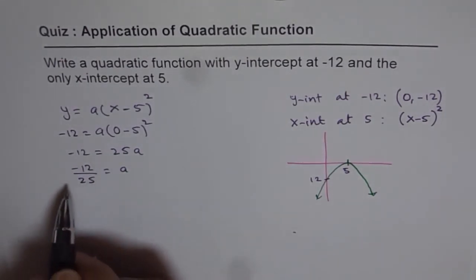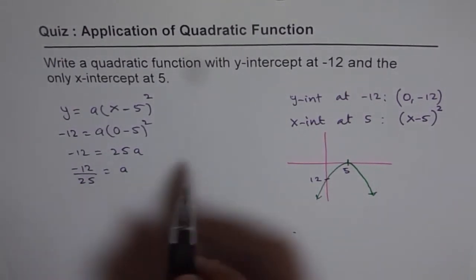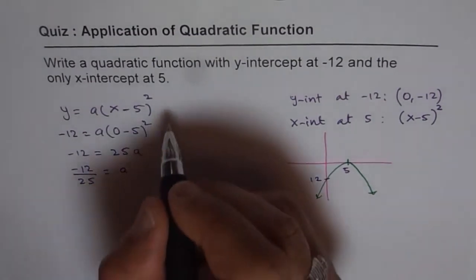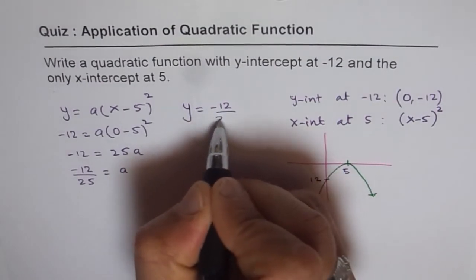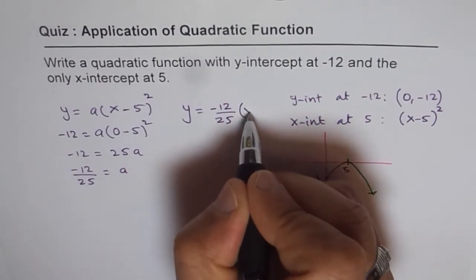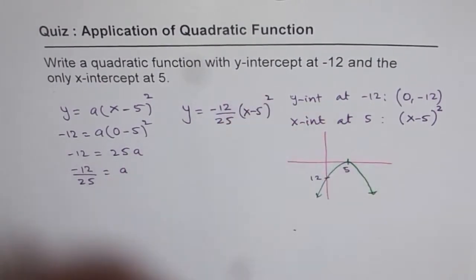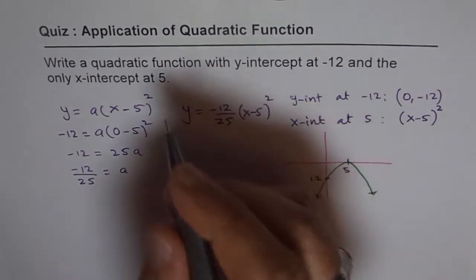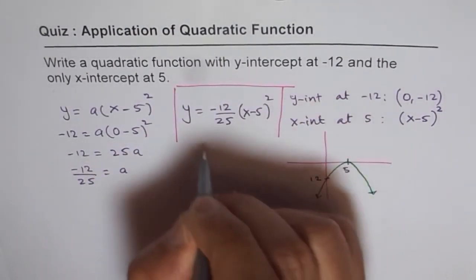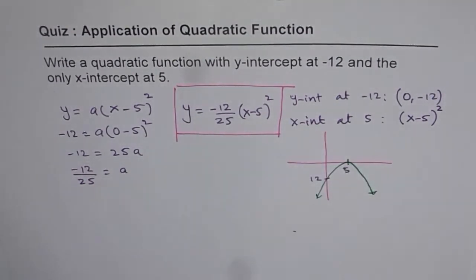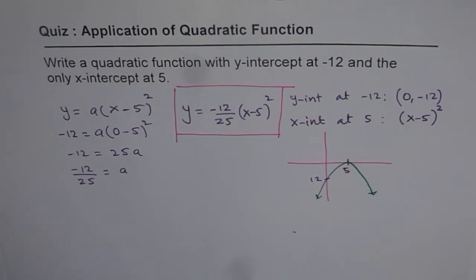Correct? And since a is minus 12 over 25, we can now write down our equation, and that is y equals minus 12 over 25 times (x minus 5) whole square. So that is the equation which has a y-intercept at minus 12 and a double root, 2 roots at 5. So that becomes our equation.